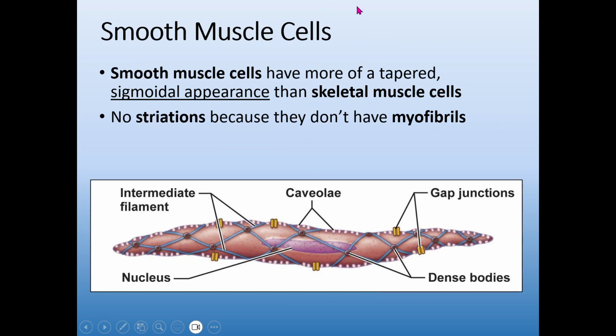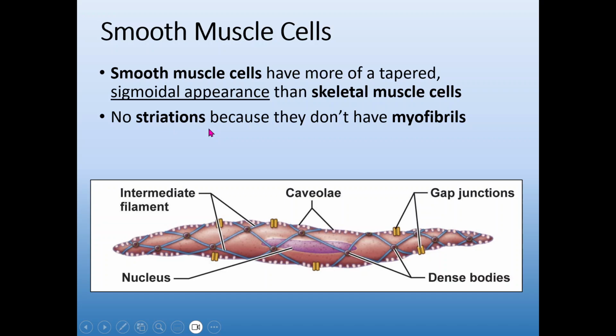The overall structure of a smooth muscle cell is different to a skeletal muscle. When we looked at skeletal muscle, it was that nice cylindrical structure, elongated. Smooth muscles are going to be tapered. I always think they look like a little slug or a little worm. They are described as having a sigmoidal appearance. Sigmoidal just means S-shaped in structure. And it will not have striations.